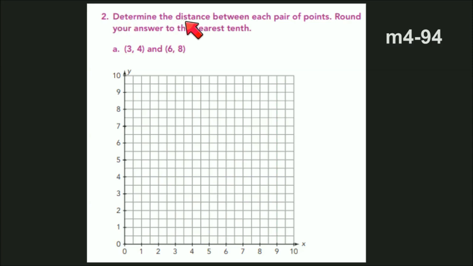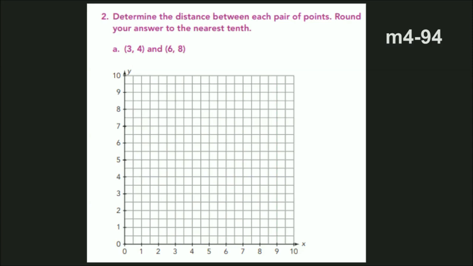So it says determine the distance between each pair of points. Round your answer to the nearest tenths place. So again, we're trying to find the distance diagonally between these 2 points. The only major difference in this problem is they haven't put our points on our graph for us. On the previous page, the points were already there. As you can tell from these next 4 graphs that you're going to be filling in, the points aren't on there already. You're going to have to put the points on the graph.